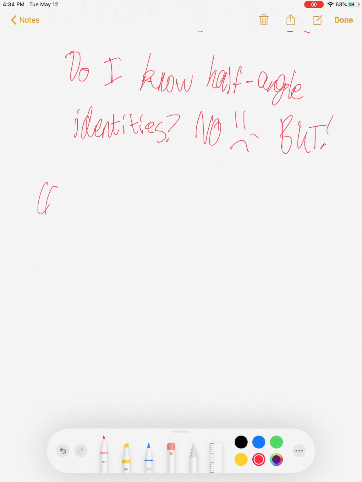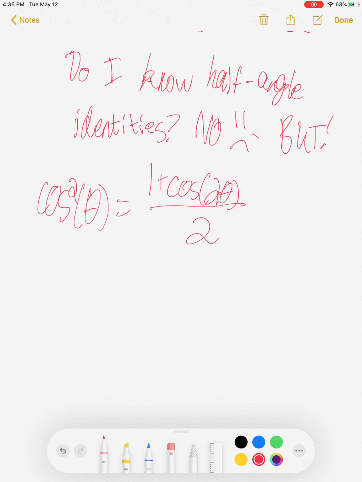I do know that cosine squared of theta is equal to 1 plus cosine of 2 theta over 2. This is a very important formula. Put a star here. You should definitely know that one. I've been a Calc 2 TA the last 2 semesters, and this is a formula which we use a lot in that class. So this would definitely be a good one to familiarize yourself with. There's a similar identity for sine squared, so I would encourage you to get familiar with that one as well.